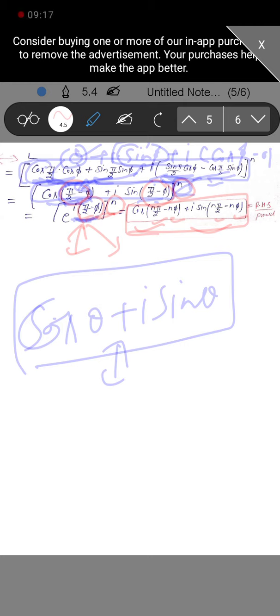You can also directly use de Moivre's theorem from here, and you will get this result directly. I have just converted to the polar form, used the result for the n-th power, and then converted this into the cos and sine pattern. You can observe that it is equal to the right hand side. That's all for today. We have proved this result.